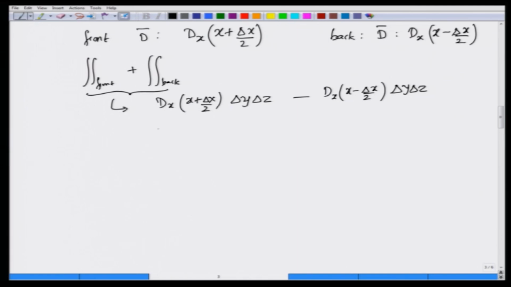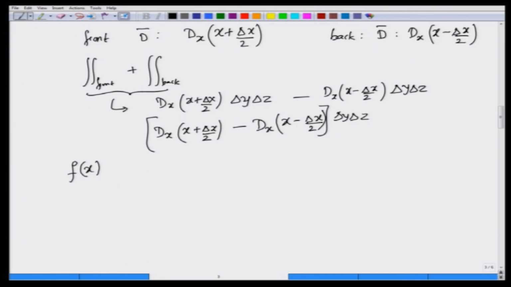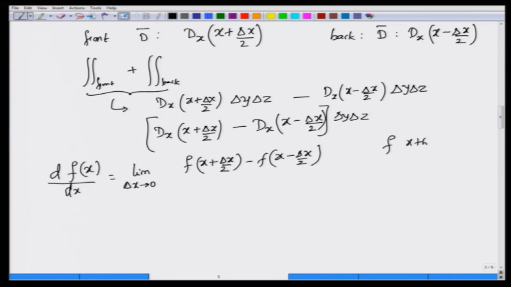Okay. So, if I write this down, I am going to get Dx of x plus delta x by 2, that is the x component of D vector evaluated at x plus delta x by 2, minus the x component of D vector evaluated at x minus delta x by 2, multiplied by delta y and delta z. Now, if you remember, given any function f of x, the way we would define the derivative of that function, df by dx, was defined as the limit delta x tending to 0 of f of x plus delta x by 2 minus f of x minus delta x by 2, divided by delta x. You could of course define this as f of x plus h minus f of x divided by h and then let h go to 0.